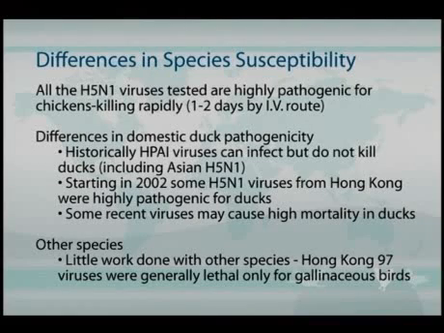Now, differences in disease susceptibility. Again, all these viruses are highly pathogenic for chickens, killing typically within 1 to 2 days by the IV route. Some of the nastiest viruses we've ever worked with in the laboratory as far as how quickly they kill.